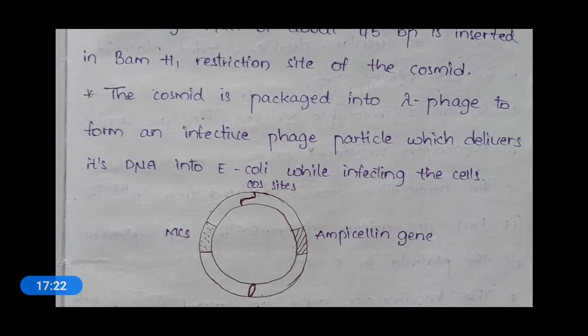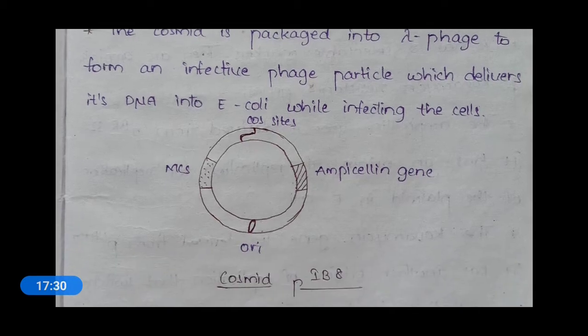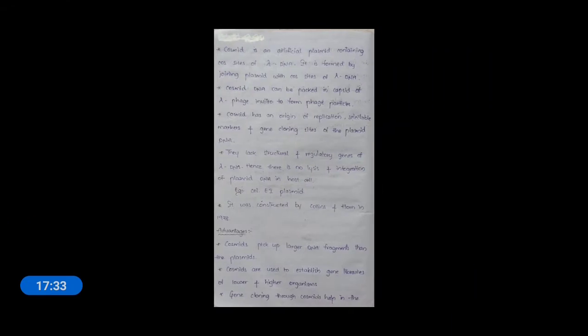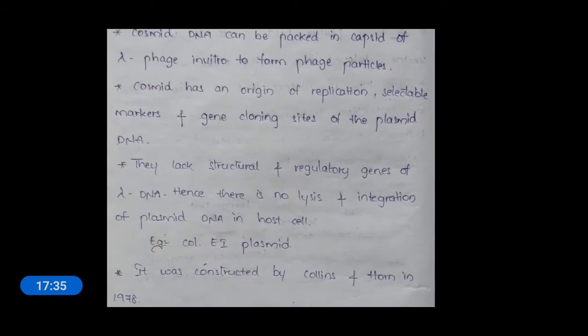Cos site means cohesive site, nothing but here complementary cohesive sites will be produced, and the ampicillin gene is present and origin of replication is present. Okay. So now let's see.